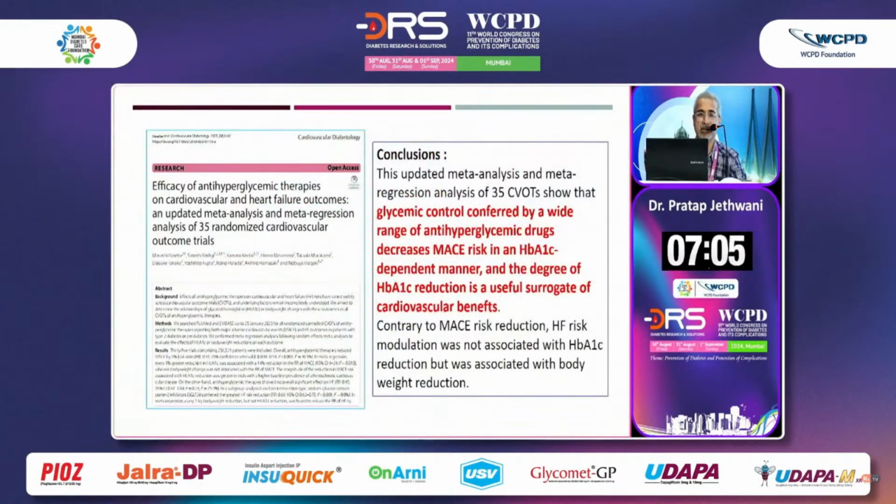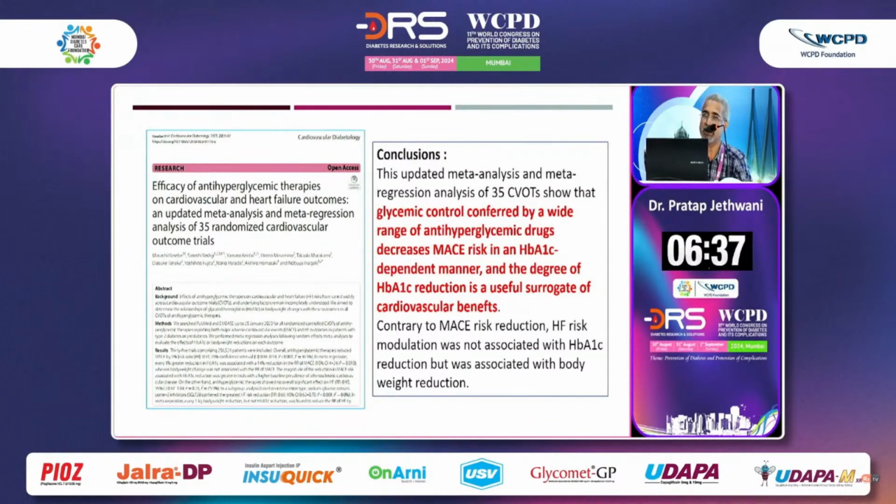So this is the third data of CVOT trials, and the conclusion is that glycemic control conferred by a wide range of anti-hyperglycemic therapies, not only newer but older also, decreases MACE risk, but that is in an HbA1c dependent manner. So you reduce HbA1c, your risk of major adverse cardiovascular events will go down. This is a useful surrogate marker of CV events.